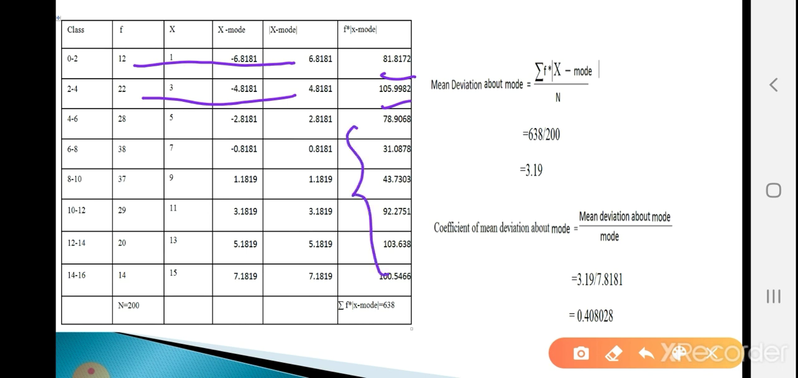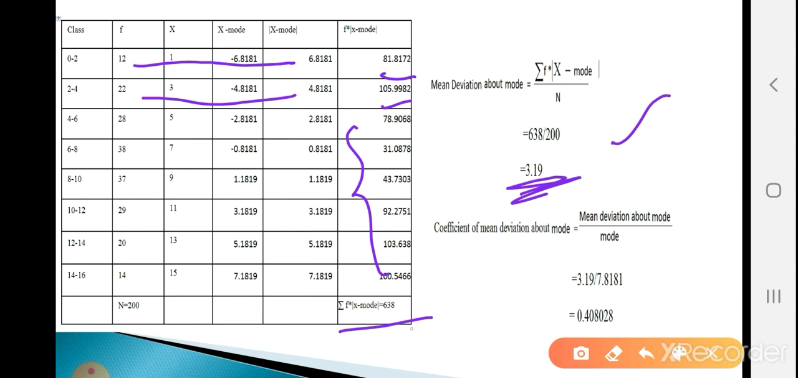We need the total of the last column. So the total of summation f into mod of x minus mode is 638. Now just plug the value of summation f into mod of x minus mode and capital N into the formula. So the mean deviation about mode is 638 divided by 200. So the value of mean deviation about mode is 3.19.